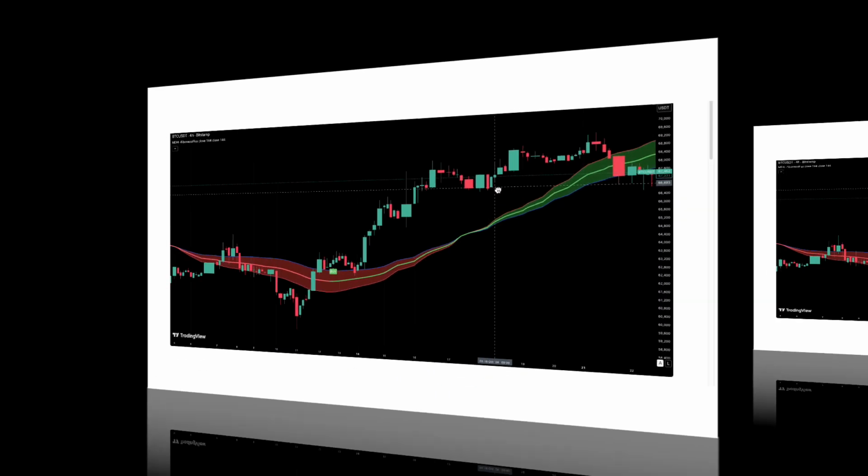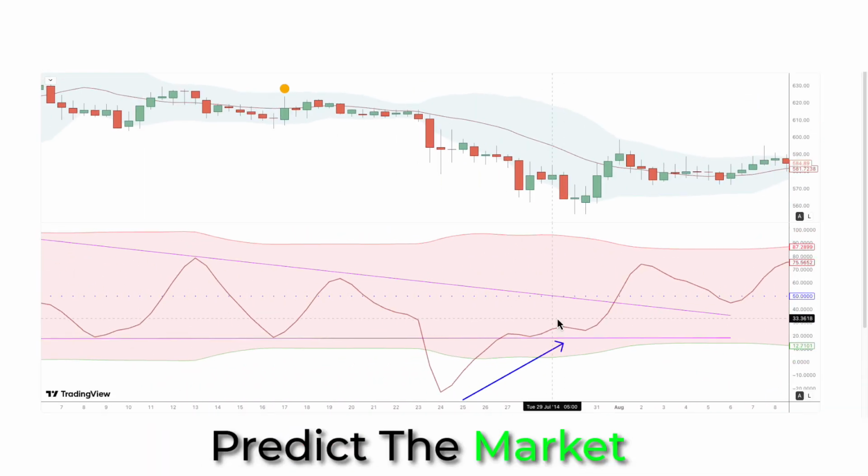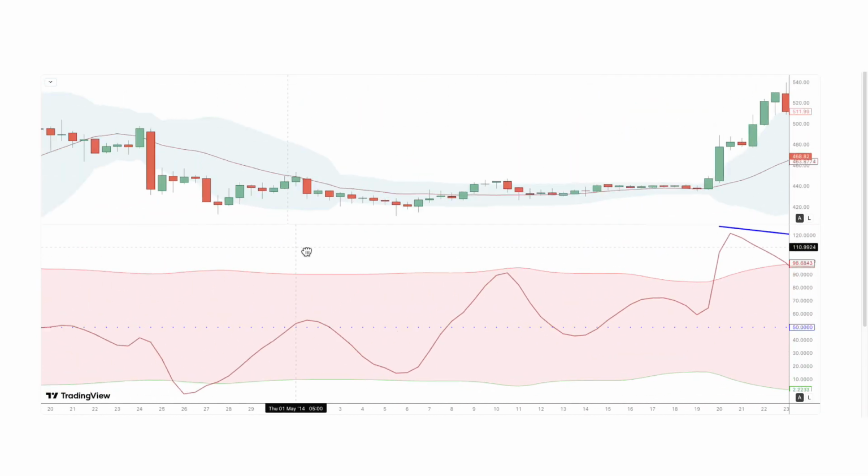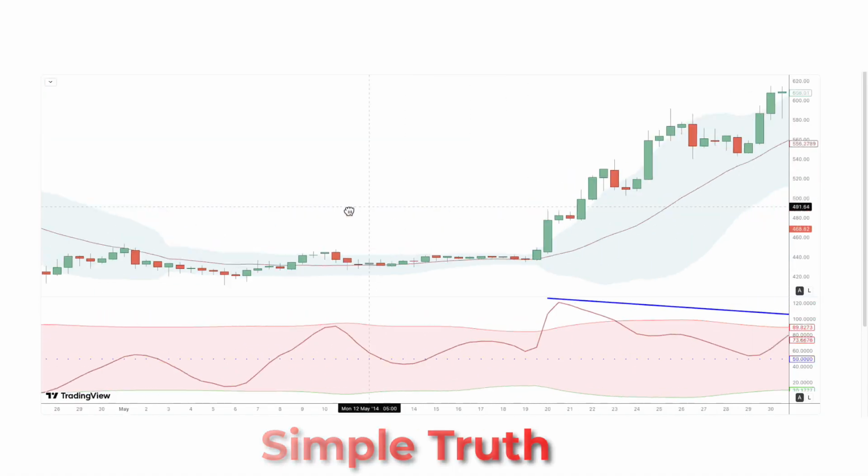That's when I found this one. It's not a flashy tool. It doesn't predict the market. It teaches you to understand the market. This indicator showed me a simple truth.